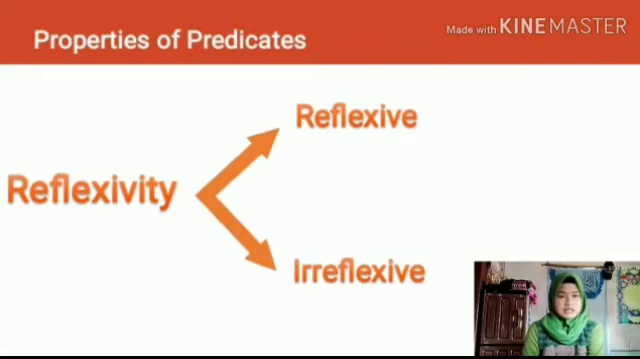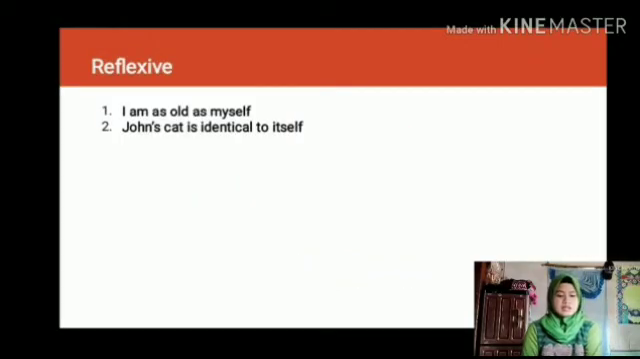Reflexivity is divided into 2, reflexive and irreflexive. Reflexive: given a two-place predicate P, if for any single referring expression X, for example John and himself, the sentence X P X is analytic, then P is reflexive.